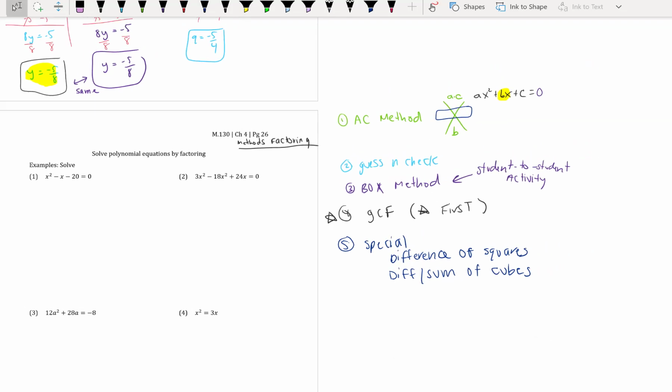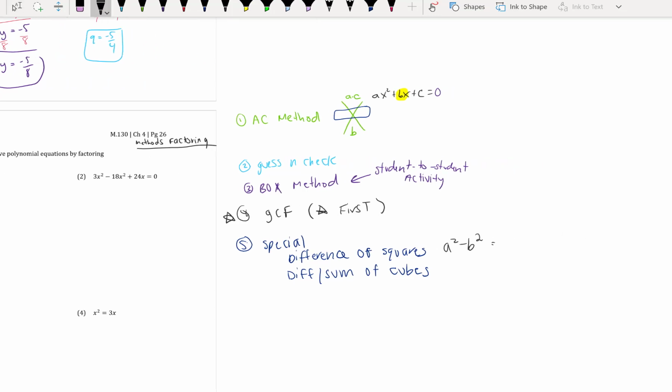So remember, that looks like if we were to have a squared minus b squared, that's going to equal a plus b times a minus b. And for the cubes, degree 3, we have 2. We have x cubed plus y cubed, and we have x cubed minus y cubed, right? And those formulas are in section 4.7 in more detail if you guys need review.